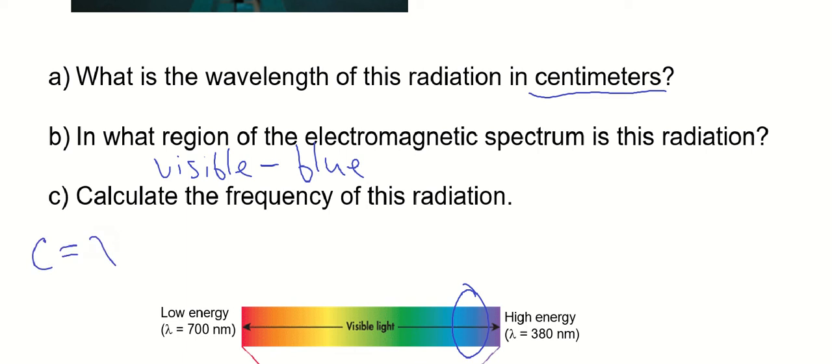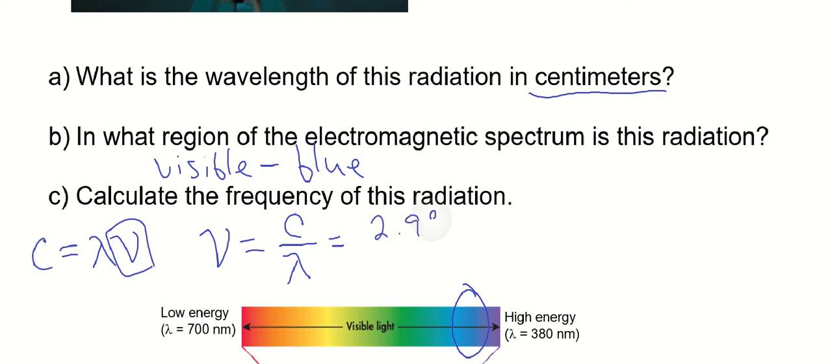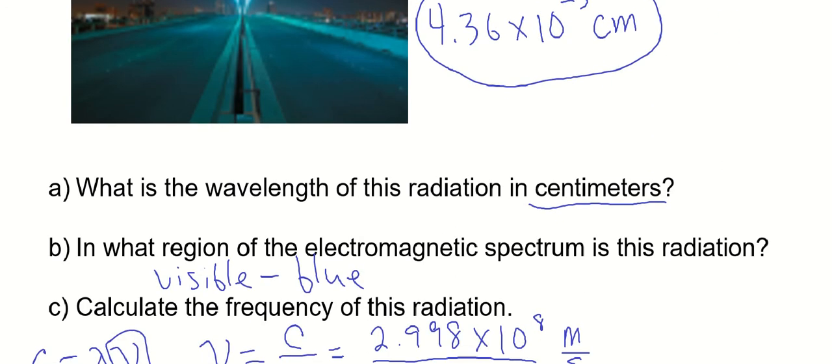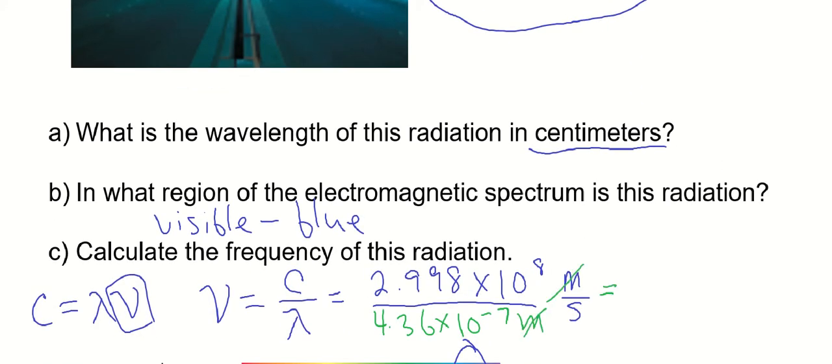The speed of light is equal to the wavelength times the frequency. Rearrange that, do the algebra first, save us a little time. Okay, we're going to solve for frequency. So divide through by lambda, and you get frequency is equal to the speed of light over lambda. We're already given that. All right, so the speed of light in your formula sheet is 2.998 times 10 to the 8 meters per second. And the wavelength, let's use the meters, so 4.36. Cancel, cancel.